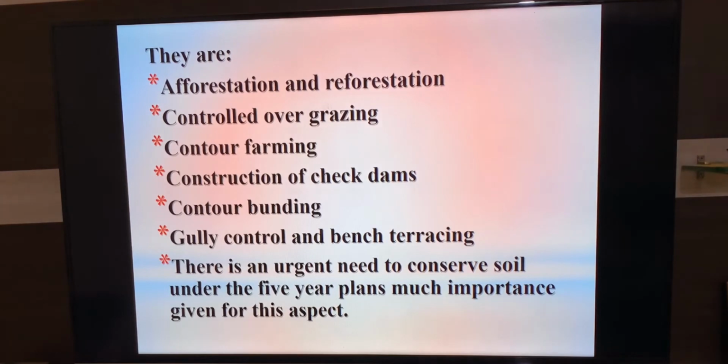First one is afforestation, reforestation. Second one, control overgrazing, contour farming, construction of check dams, contour bunding, gully control, and bench terracing. There is an urgent need to conserve soil under the 5-year plan. Much importance is given to this aspect.